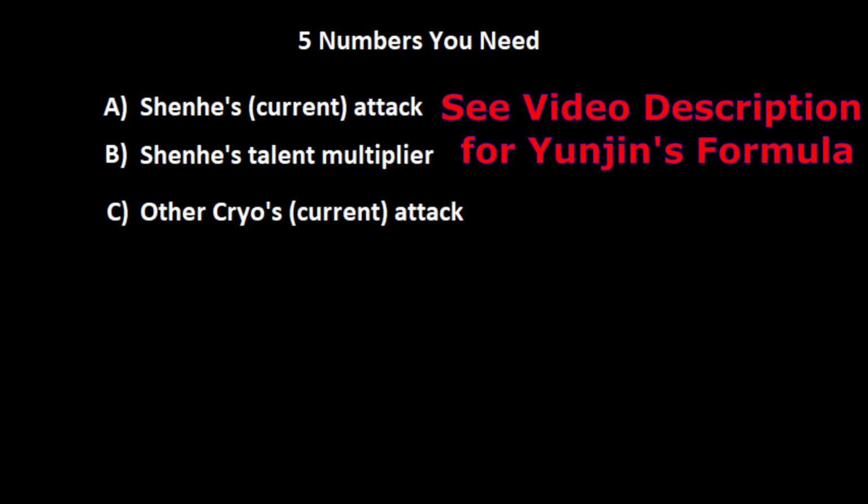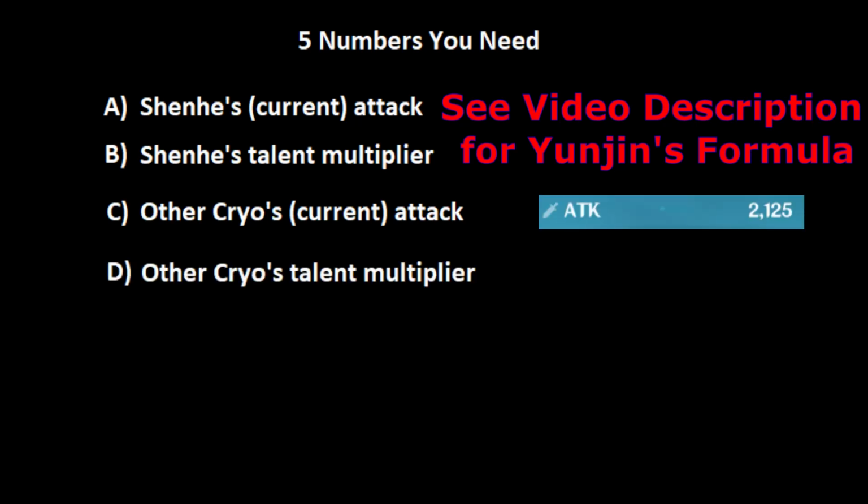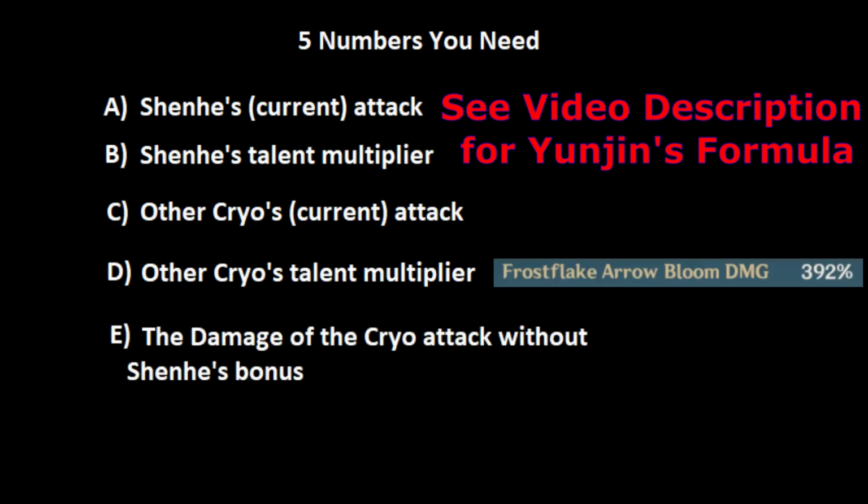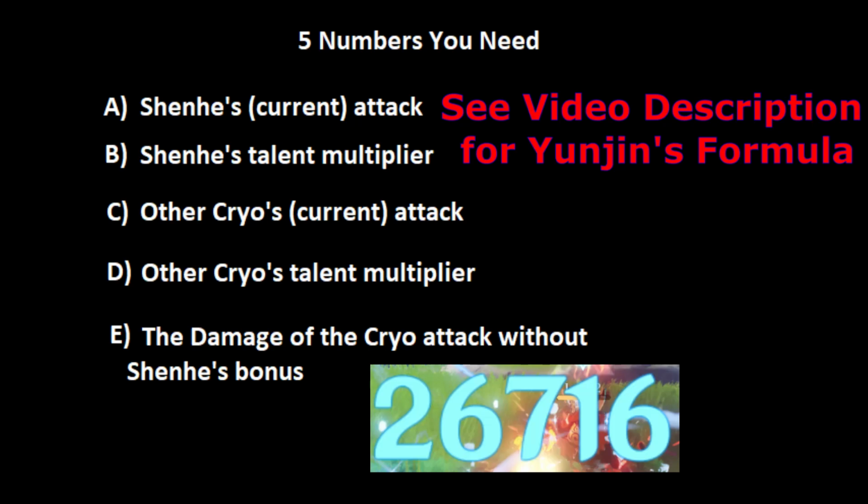You will also need the other cryo member's current attack, or snapshotted attack if they are using a skill that snapshots. And you need the talent multiplier of that other cryo member's attack. And then the last number you need is the damage that the other cryo attack does without Shenhe's bonus. And this damage could be crit damage, melt damage, doesn't matter. Whatever the damage is, that's fine.